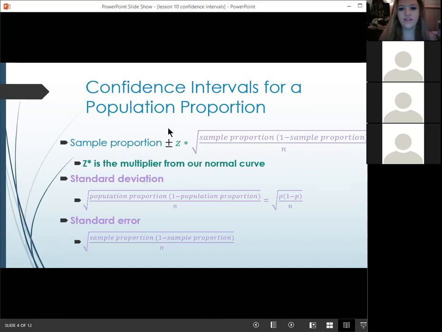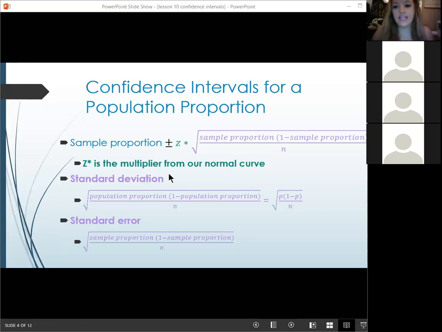More specifically, these are the different parts of the confidence interval. Once again, we have our sample proportion, and we're talking about population proportion specifically for now. Then z star is our multiplier like we just talked about, and this is the equation to find the standard error of the sample proportion. Once again, z star is the multiplier, so for a 95% confidence interval, we can have something like 2 for a multiplier.